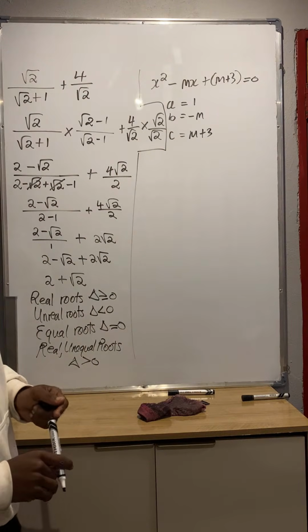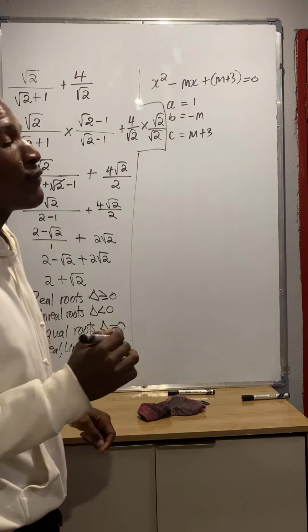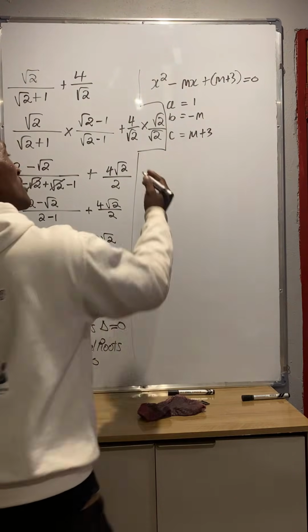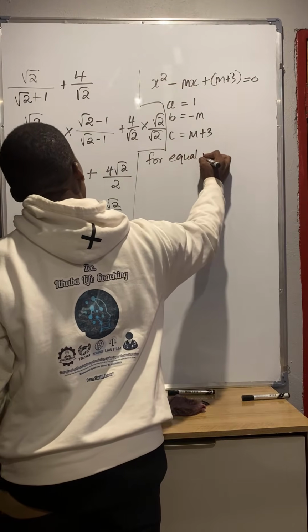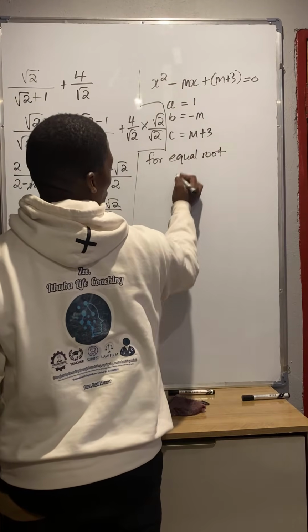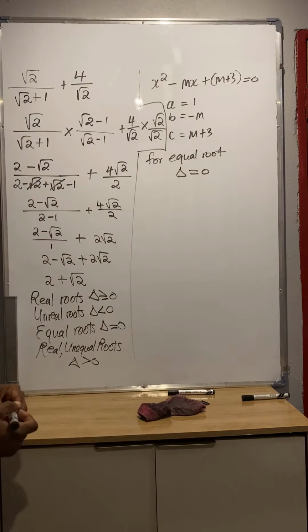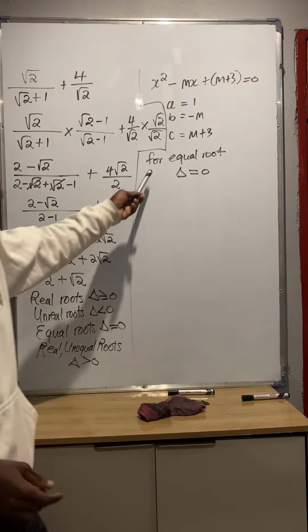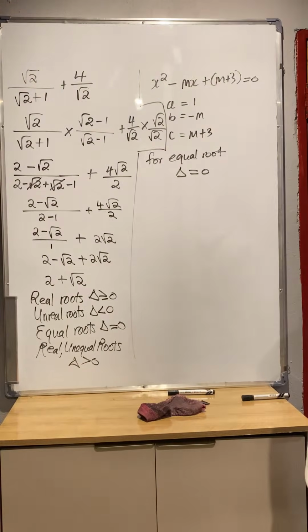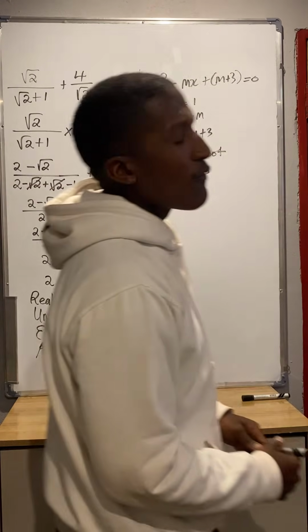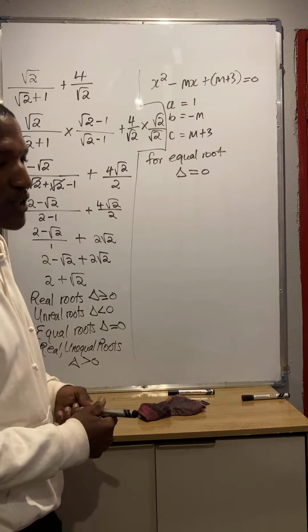Then we have to find what? Because they want the value of m for equal roots, you say for equal roots, delta is equal to 0. You say, because they said solve for m when the roots are equal, family, for equal roots, delta is equal to 0.